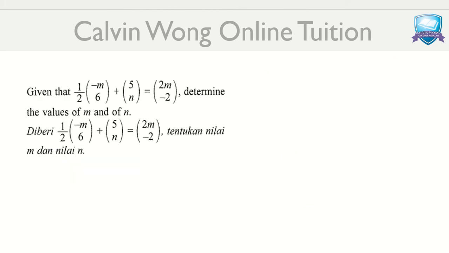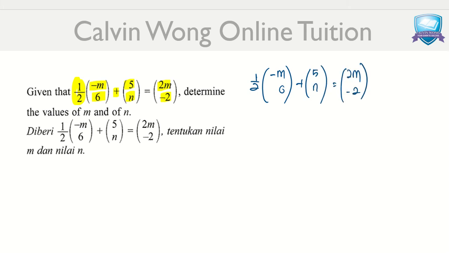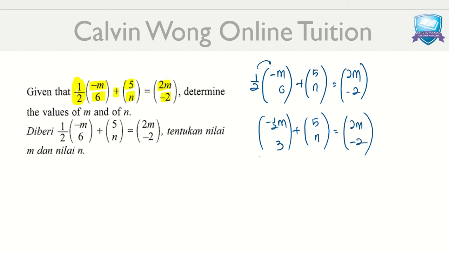Next. Now we have this question. Given that half times this matrix plus this matrix equals this. All right, let's start. Half times negative m, 6, plus 5, n equals 2m, negative 2. Let's multiply in, half times, and 3. Then let's add this together. You have negative half m plus 5 and then 3 plus n.